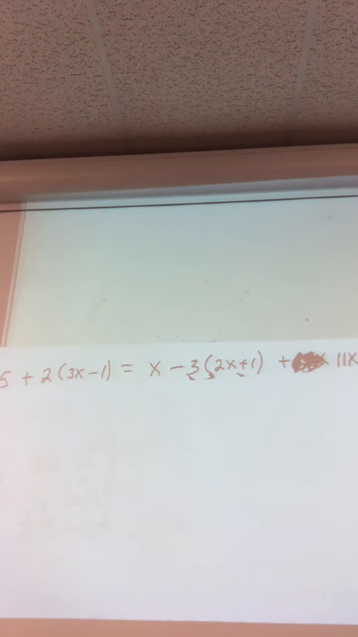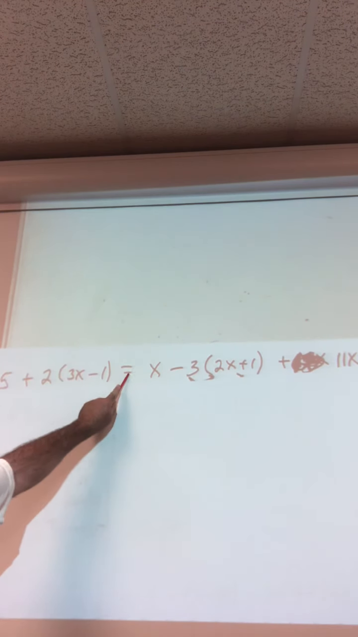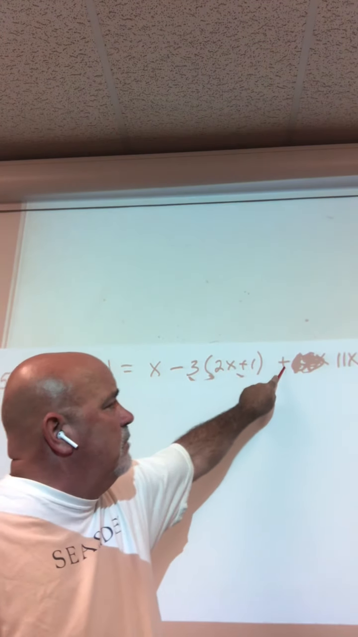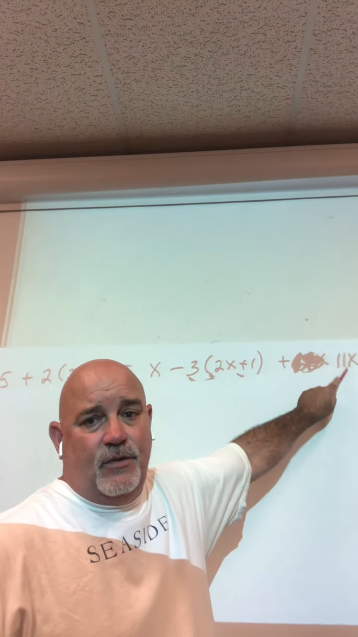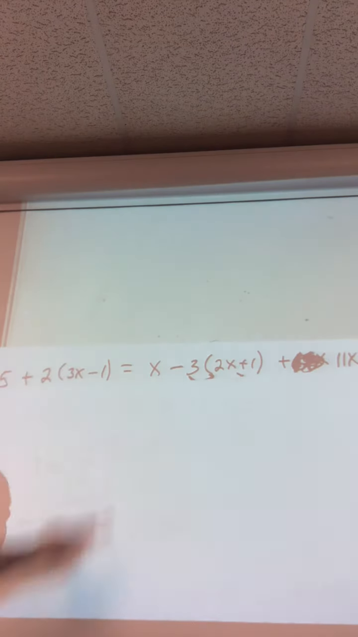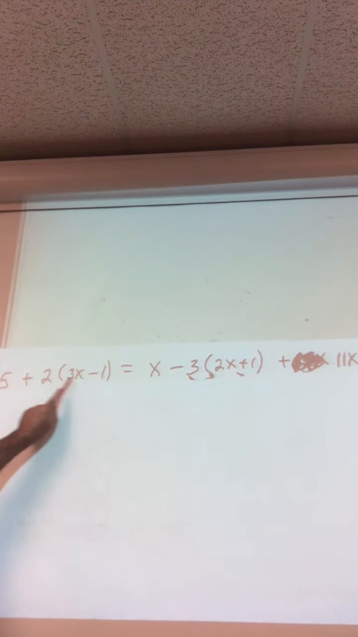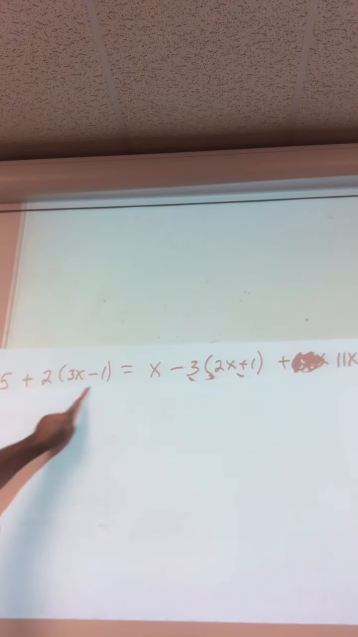Okay, there we go. So we've got 5 plus 2 times 3x minus 1 equal x minus 3 times 2x plus 1 plus, and then this is 11x on the end. All right, here's my equal sign. What I want to do first is get rid of these grouping symbols. You get rid of your grouping symbols by using the distributive property. So I'm going to multiply 2 times both of these.